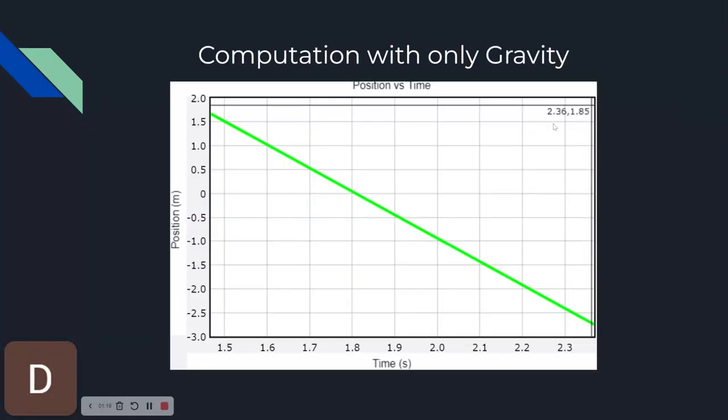So now we'll move on to look at the computation with only gravity. For this one, essentially just in the code, the net force was only the force of gravity. So we were seeing a straight down line, but we also noticed that in the time frame it should have taken to fall, it went past the zero, which goes to show that air resistance is definitely happening and that gravity alone is not the best way to look at this. We need air resistance also.